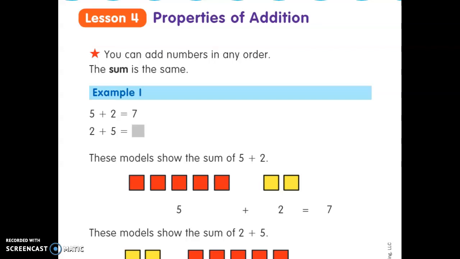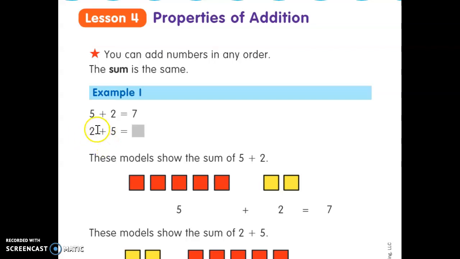I know that sounds kind of hard, but it's something you guys have been doing. When you can add numbers in any direction and still get the same answer, the answer is called the sum, and the sum will be the same. So why don't we try it?